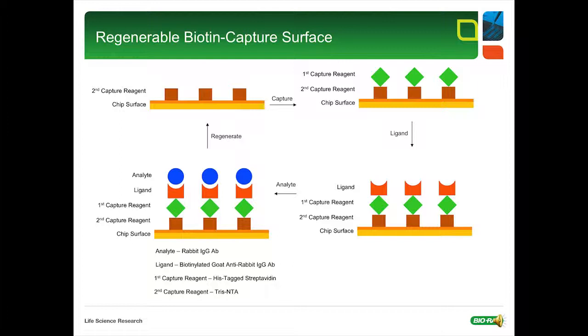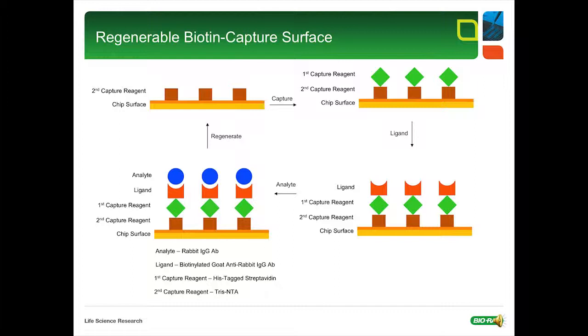The problem with this surface chemistry is that the binding between the biotin-related ligand and streptavidin or neutralavidin is too strong, so you cannot remove the ligand from the surface. You have to dispose the sensor chip after the analysis unless you want to use the same ligand again.